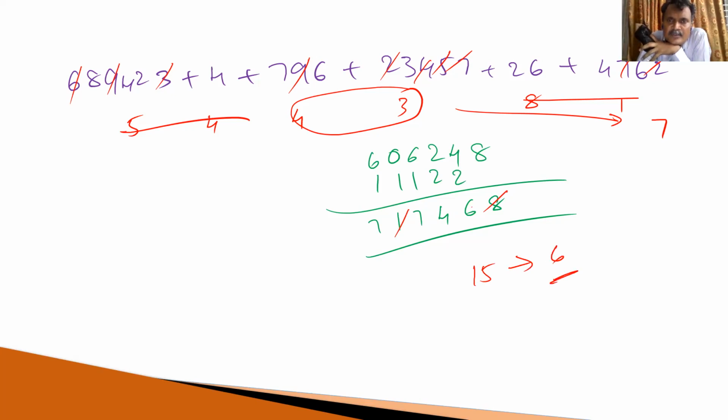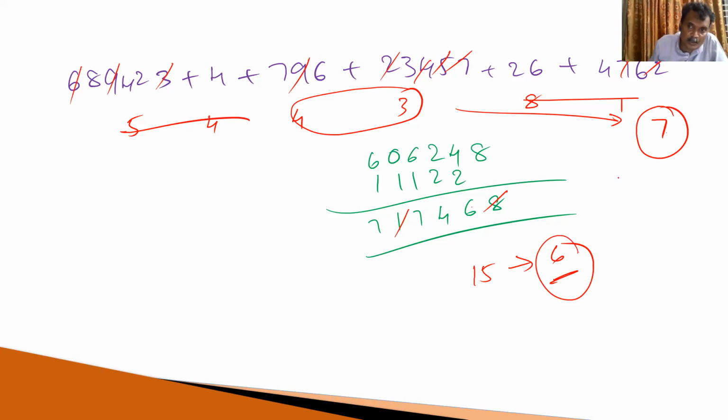So what is the answer? Your answer is wrong. Why? Because here the digit sum is equal to 7 and the digit sum is equal to 6. If these two are same, then only your answer may be correct. Suppose these two are different, your answer is absolutely wrong. Is it clear, all of you?